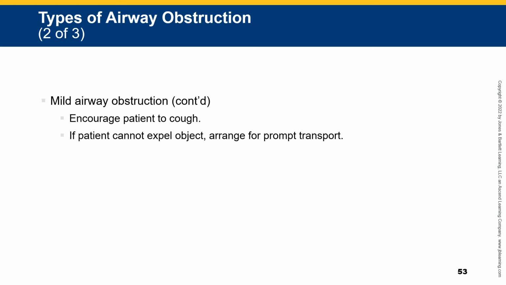If a patient has a mild airway obstruction, you want to encourage them to cough because that's the body's natural way of clearing a foreign object or liquid or anything that shouldn't be there out of the airway. But if the patient cannot expel an object, you need to arrange for prompt transport and also be aware of the fact that because they're not able to clear their airway adequately, they may lose consciousness.